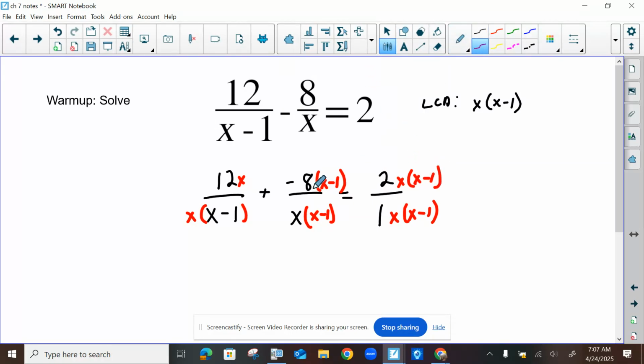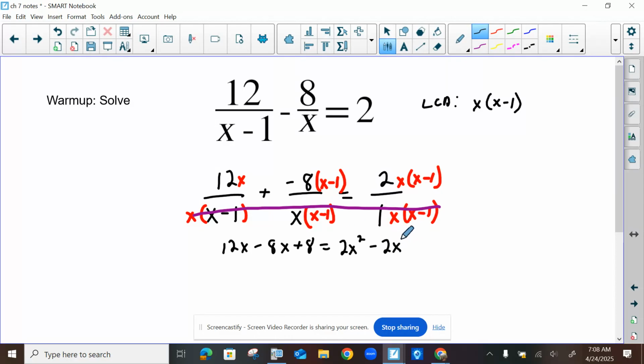As we said, once all the denominators are the same, you can cross them out. So now I just have to solve a regular equation. It looks like we're going to have a 12x. I have to distribute the negative 8, so negative 8x plus 8. Just be careful of your signs. And then on this side, it's going to become a 2x squared. I'm going to distribute this 2x, and then it's going to be a minus 2x.